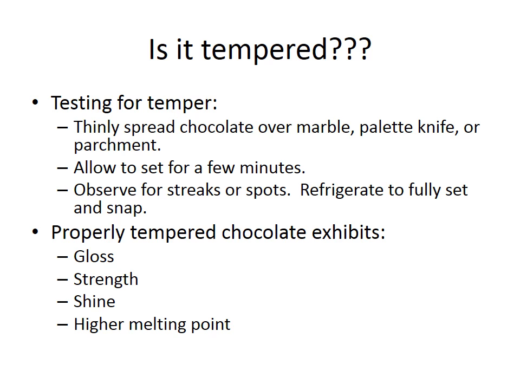So once it's tempered, it's going to be glossy. If I put it on something like acetate or plexiglass, it's going to be really shiny on one side. It's going to be strong. It'll be able to hold up when I'm molding it, dipping something into it. I can build showpieces with it at this point. It's going to be shiny, and of course I can touch it and it won't immediately melt in my hand when it's tempered.